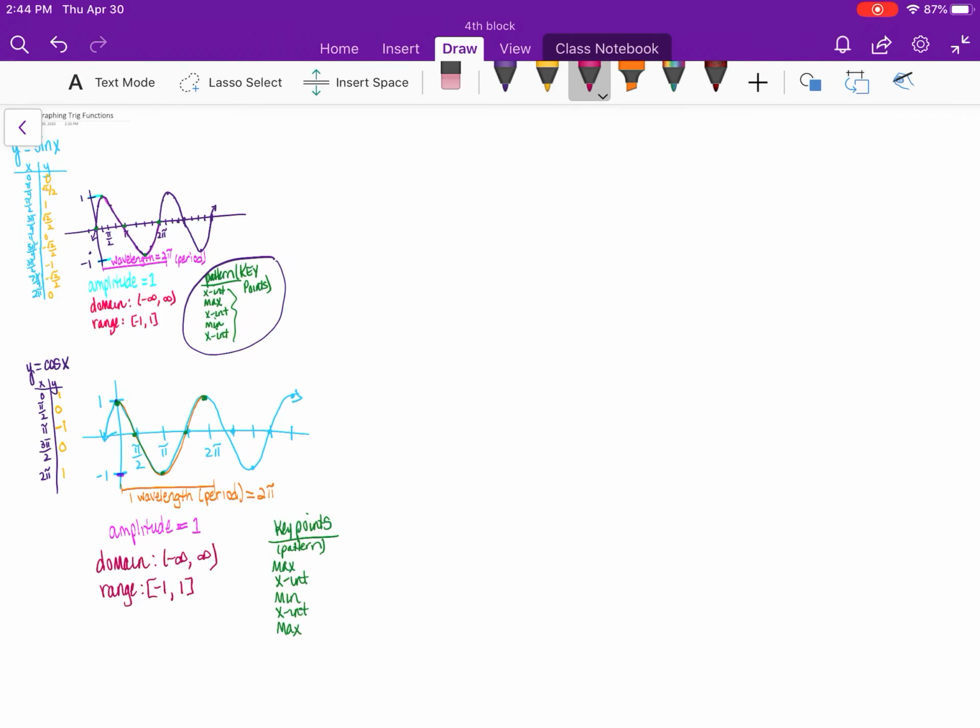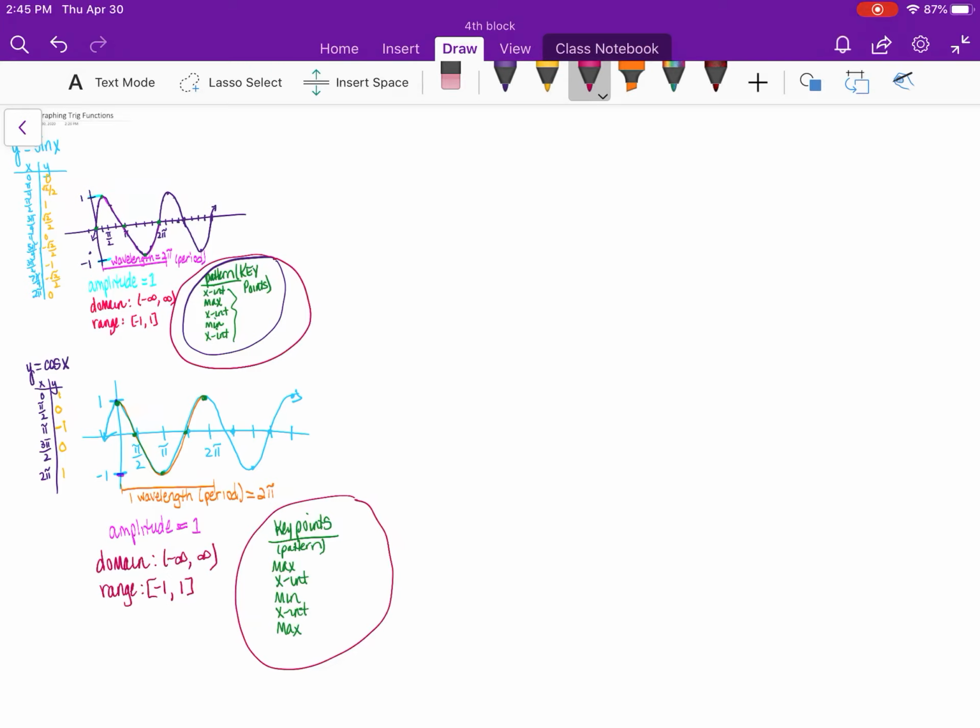Now, when I compare my cosine graphs and my sine graphs, if you're just glancing at them, do they look the same? They both make a wave. They both have a period of 2 pi. They both have an amplitude of 1. The difference is going to be here, these key points in that pattern. If you'll notice, the x-intercepts are in different places for sine versus cosine. The maximums are in different places for sine versus cosine. Minimums are in different places for sine versus cosine.